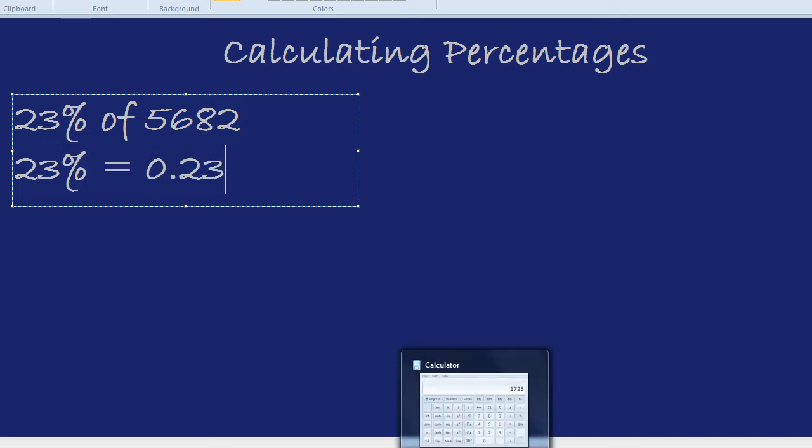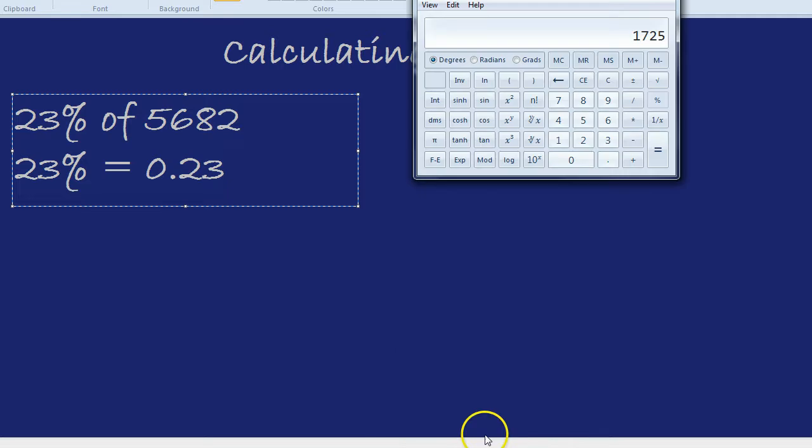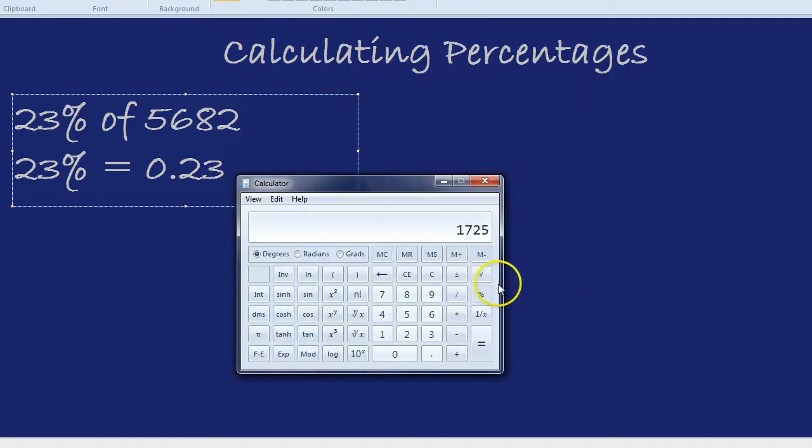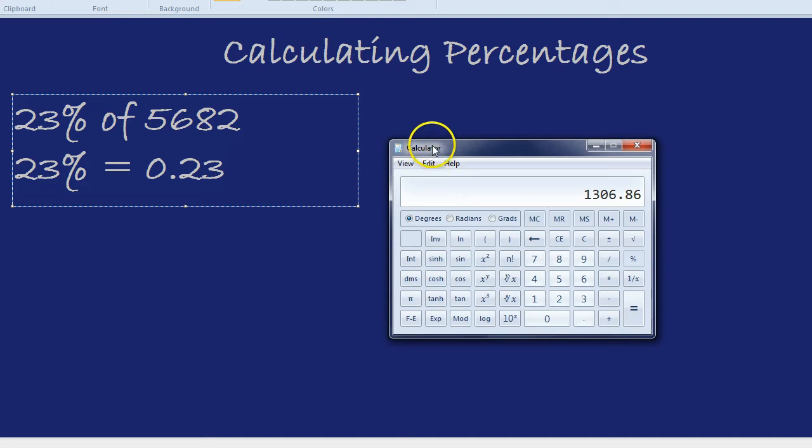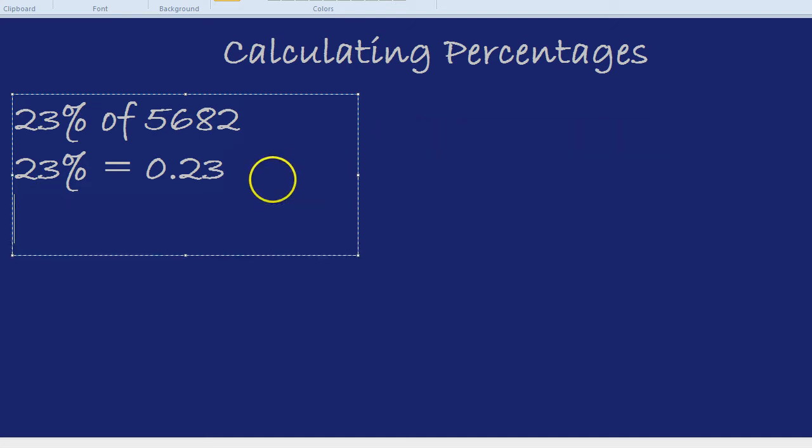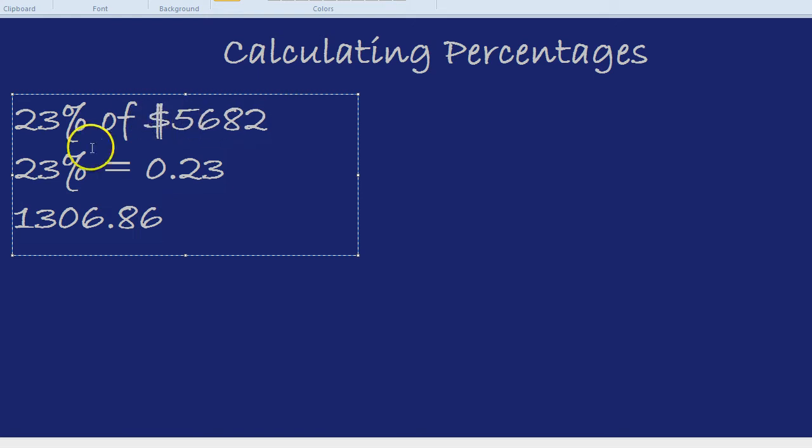In other words, if you had a calculator, what you can do... if you didn't have a calculator, the method would be a lot longer. You'd find 10%, you'd find 1%, you get 3 lots of 1%, 2 lots of 10%, and add it all together. But with a calculator, you can just do 5682 times by 0.23, and you'll get 23% is 1,306 and 86 pence, if we're dealing in pounds. Whoops, pounds. Let's get my currency right.